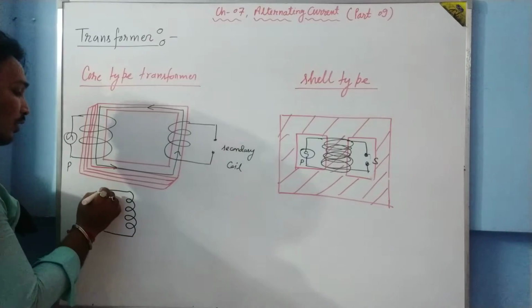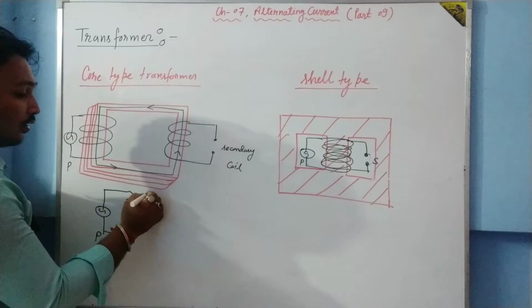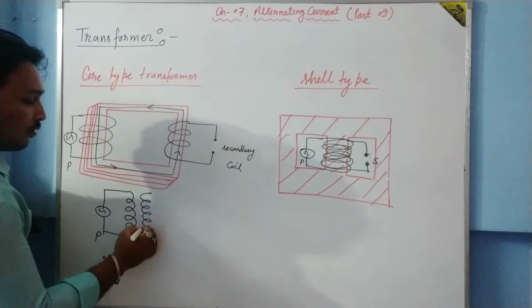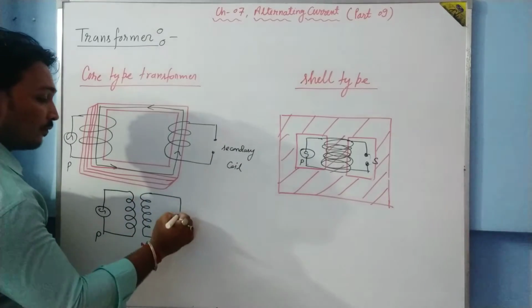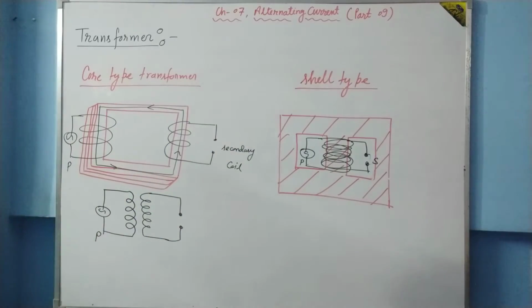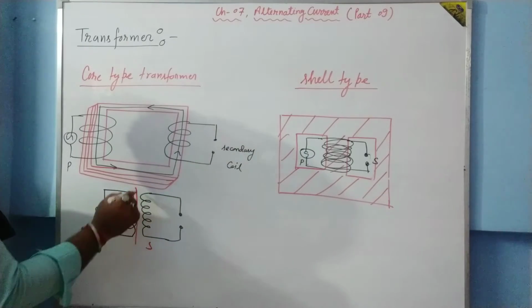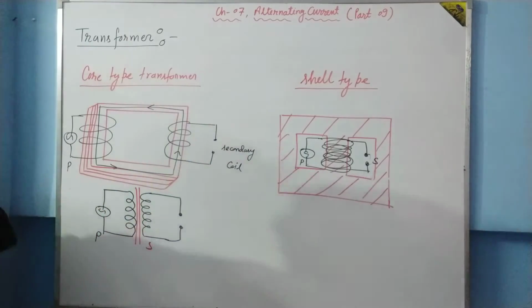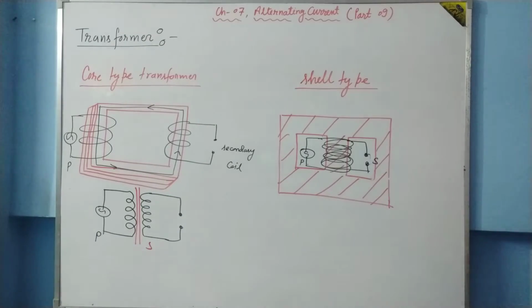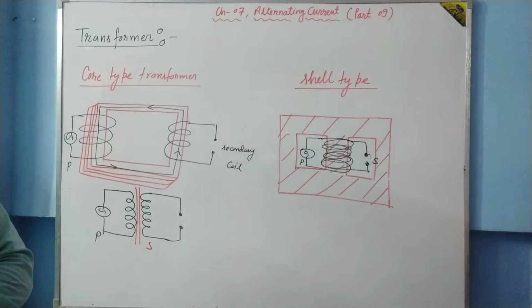It is the primary coil, and the secondary coil is made like this, across which the appliance is loaded. For showing the core, we draw parallel lines over here. So this is the symbol of a transformer in a circuit. In a circuit, the transformer is shown like this, but in real practice, it is like this. So this is how the transformer looks.